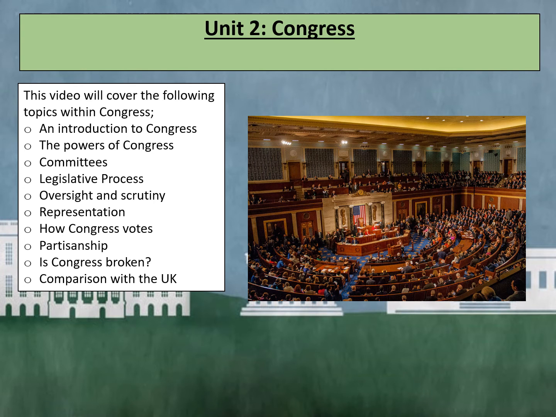This video will cover the second unit of US politics, the US Congress. This video will cover the following topics within Congress as a whole. It will look at an introduction to Congress, its powers, the committee system, the legislative process, oversight and scrutiny, representation, how Congress votes, partisanship, is Congress broken, and a comparison with the UK.